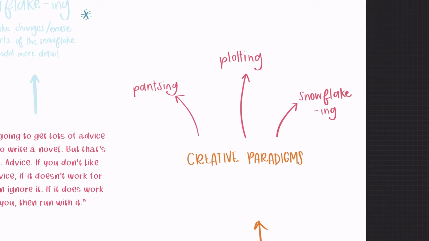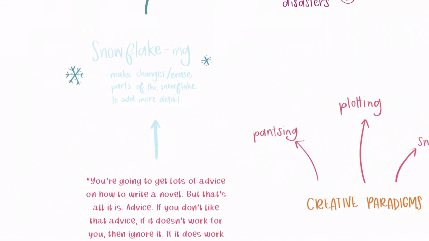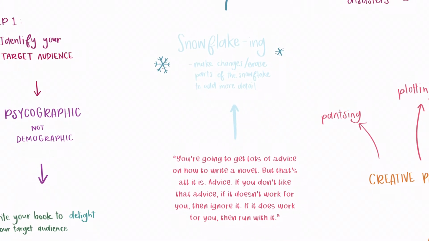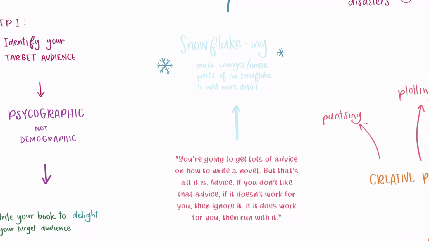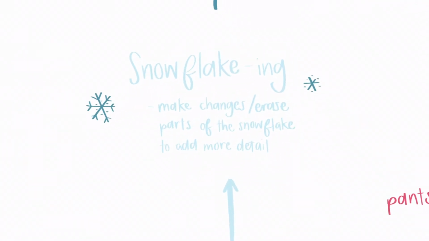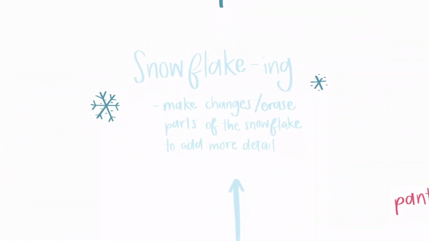It doesn't go into really extensive detail, just kind of focus on the key things. So the point of snowflaking is to make changes and erase parts of the snowflake as you go to add more detail. So the whole concept is based around drawing a snowflake, and that a pantser could draw a snowflake in one go and it would look amazing, but very few people would actually be able to do that. Few people would be able to draw a snowflake one try straight away and have it look incredible. It's kind of a few rare gifted people that can do that.